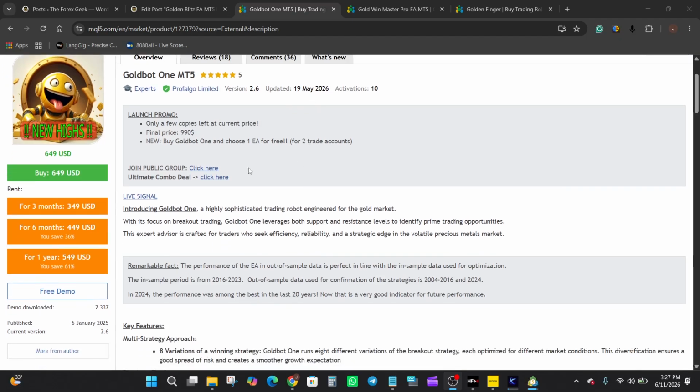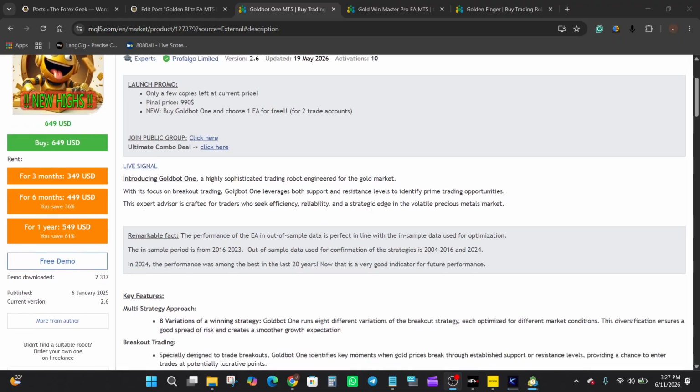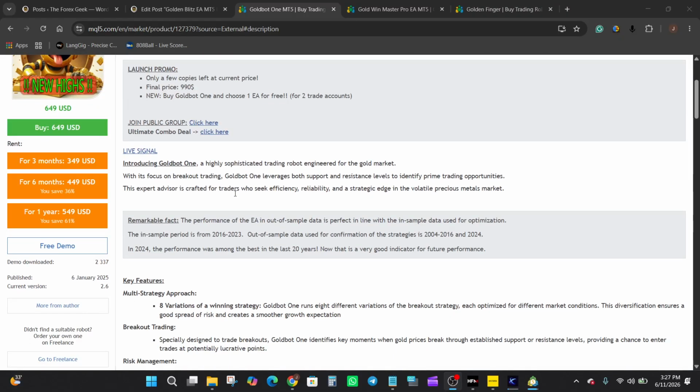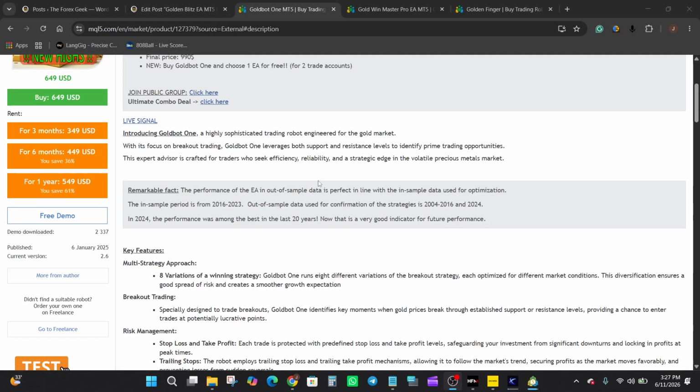As I scroll through the product page, the developer presents Goldbot One as a gold-focused trading system designed specifically for XAUUSD. The strategy is described as a breakout-based approach using support and resistance levels to identify potential market entry points. The EA is also presented as a multi-strategy system combining several variations of the same breakout logic to adapt to different market conditions. Now, one of the first key points highlighted is the eight strategy structure.